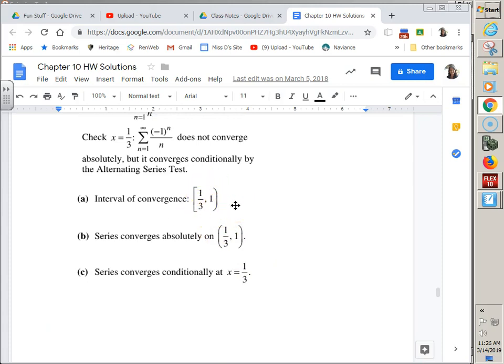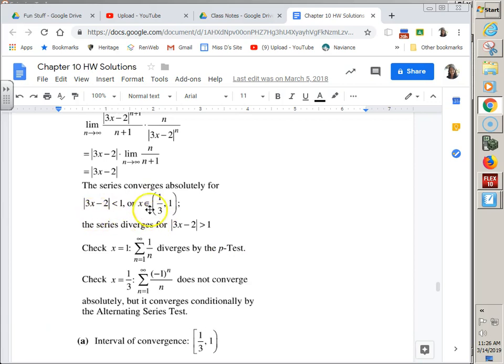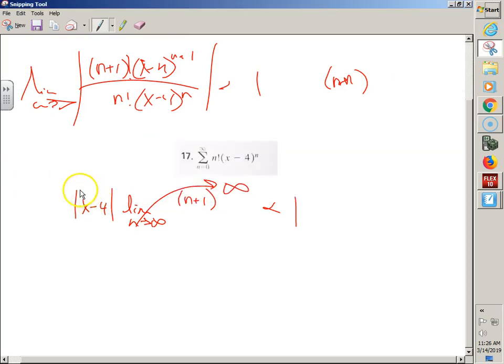Sorry, how? I didn't get those. I got 1/3 and then I got 2/3. I didn't get 1. Oh, did you get 3x minus 2 is less than 1, though? Absolute value? So then remember, you just have to take that. Oh, why am I saving? No.